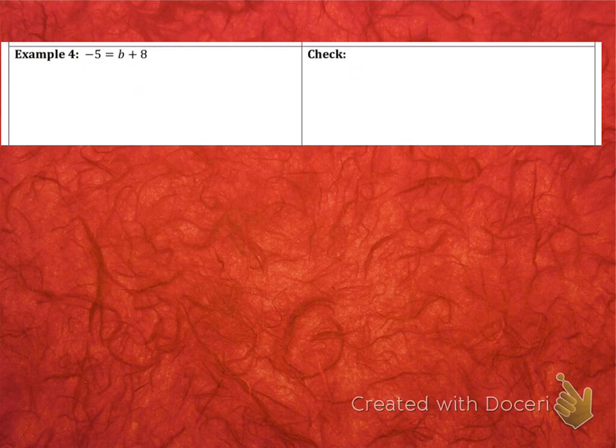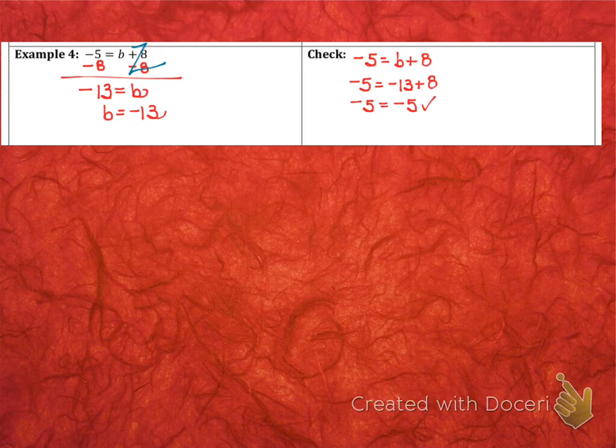For example 4, we've got negative 5 equal to b plus 8. We want to undo the plus 8. So show me the work and solve for b. You should find that you are subtracting 8 from both sides, and that 8 minus 8 is going to zero out. Negative 5 minus 8 is going to give me negative 13. So negative 13 equals b. Try the check. Check your check on your paper with mine. You should have the original, the plug-in, and negative 5 equals negative 5.